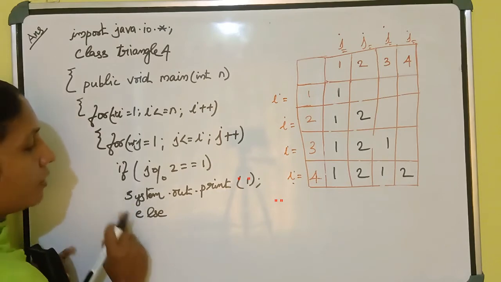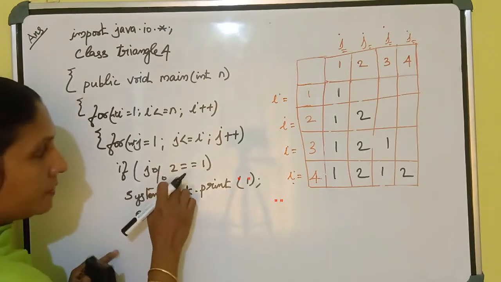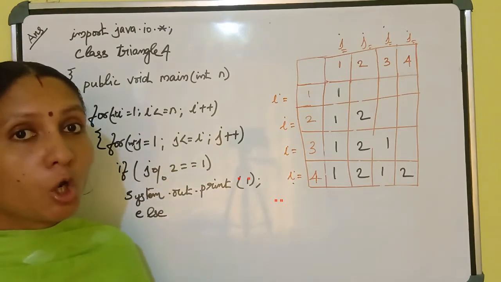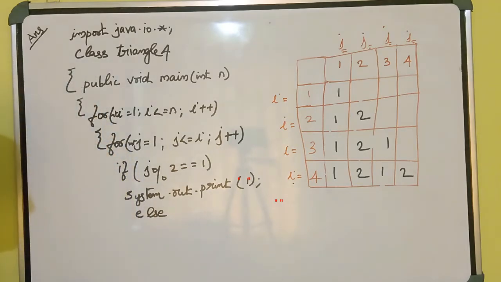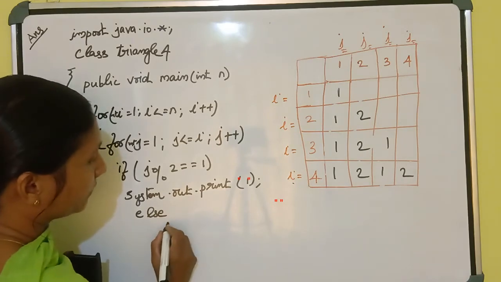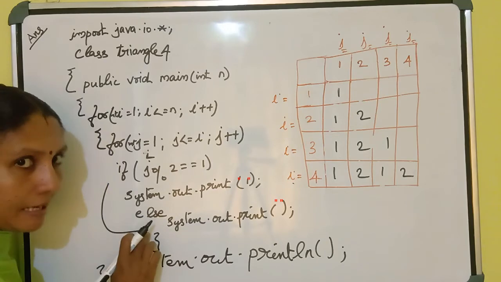Else means we are using else to take the false condition of this one. False condition means when you divide a number by 2, you will get 1 or 0 as a remainder. Okay. Then the else condition means j mod 2 equal to 0. If the condition is false, then we can use this else part.